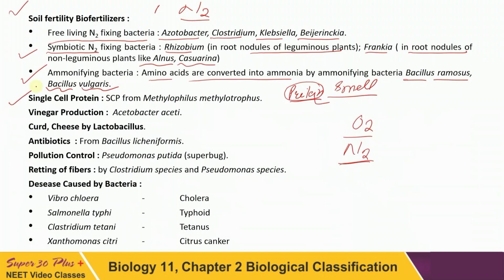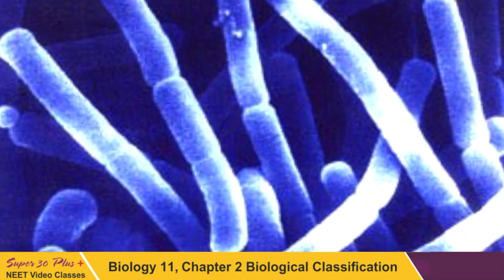Now there is a lot of cry for food, and single cell protein is obtained from the bacteria Methylophilus methylotrophus. This is in the news. This bacteria can multiply at a very fast rate and can give us a good quality of protein. Vinegar production: vinegar, you know, is used as a preservative of food, made by Acetobacter aceti. The curd and cheese are produced by Lactobacillus. The group is known as lactic acid bacteria.